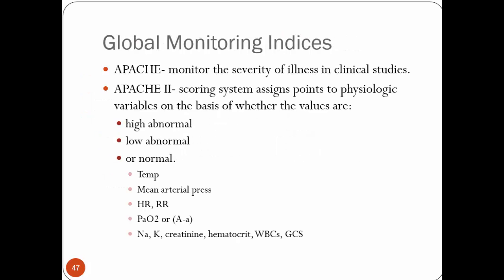The global monitoring indices have a couple of different scales here. You have the Apache and the Apache 2 scoring systems. The Apache monitors the severity of illness in clinical studies. And the Apache 2 scoring system assigns points to physiologic variables on the basis of whether the values are high or low or normal. They include the temperature, the mean arterial pressure, heart rate, respiratory rate, PaO2, or the A-a difference, and then some electrolytes, WBCs, and Glasgow Coma Scale.